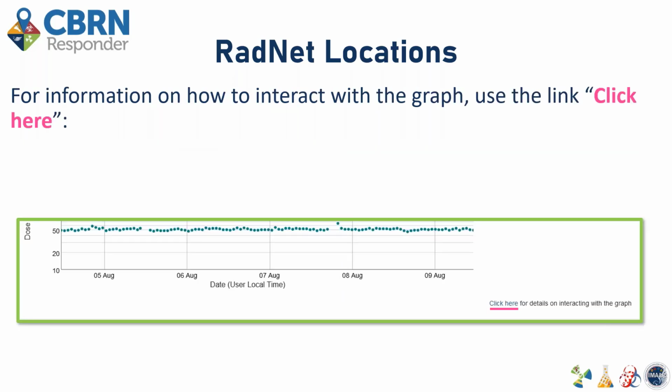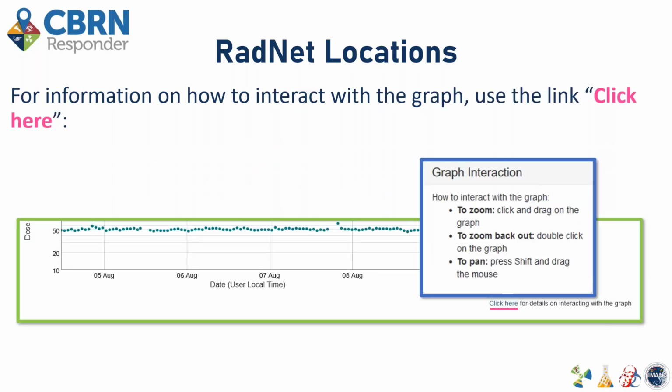When you're viewing the graph, you will see in the bottom right, it says click here for details on interacting with the graph. So this will go over that zoom that I showed from the fixed monitoring data feeds in the previous section. So to zoom, I was clicking and dragging. If I want to zoom back out, just double click, or to pan, I can shift and drag. So if you ever need a reminder there, you can always click that and open it up.